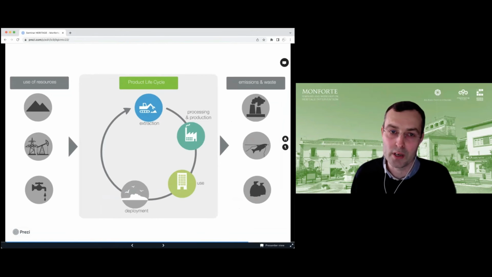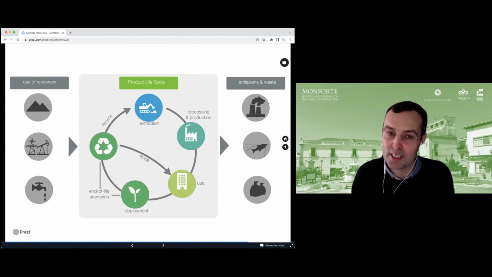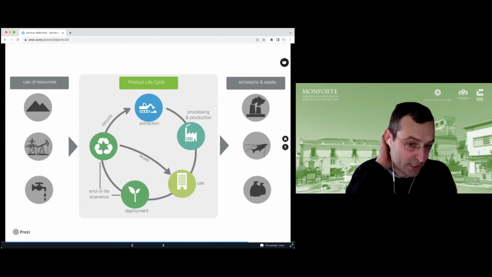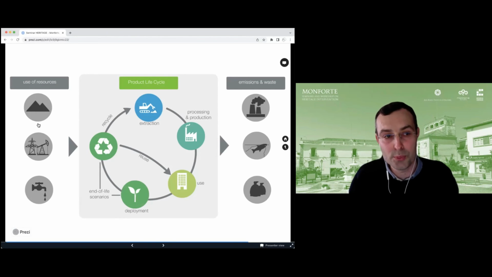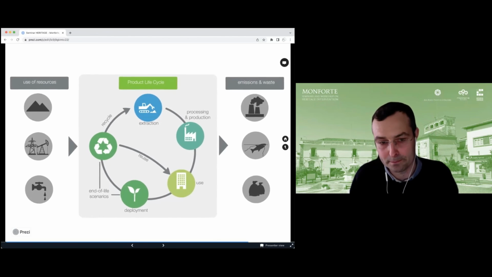So what we take into account is the whole product life cycle, considering extraction, processing, and production, etc. And in the case of these earthen materials, since they have the potential to be reused or recycled with exactly the same function and without any kind of complex processing, we have also included end of life scenarios for this. We take into account all the inputs of resources, materials, energy and water, and also emissions and waste.